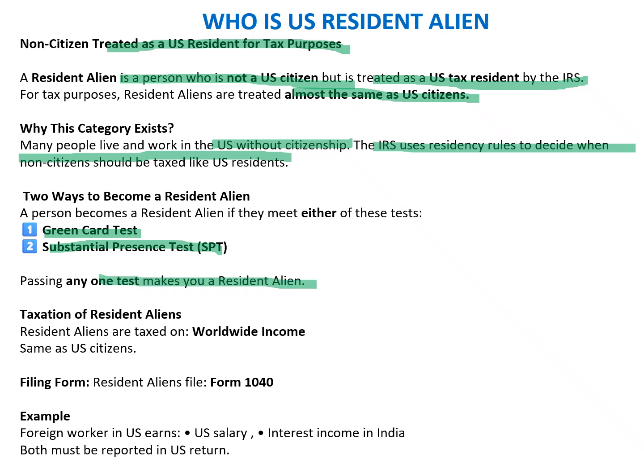Taxation of resident aliens: resident aliens are taxed on worldwide income, the same as US citizens, and the form to file is again 1040. For example, a worker in the US earns a US salary and interest income in India; both must be reported in the US return. So, either of these tests must be passed to become a US resident alien, and we'll talk about each of these tests in detail in the upcoming slides. So, we'll move to the next slide.